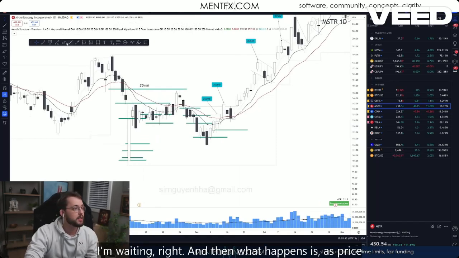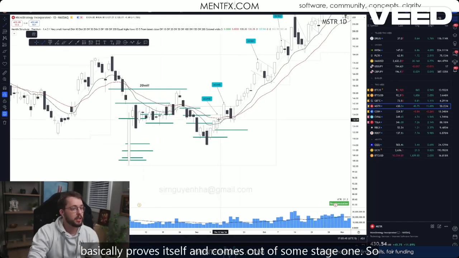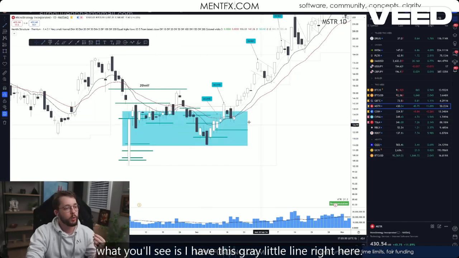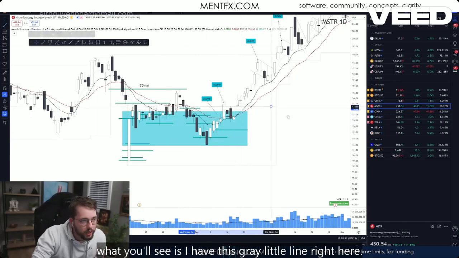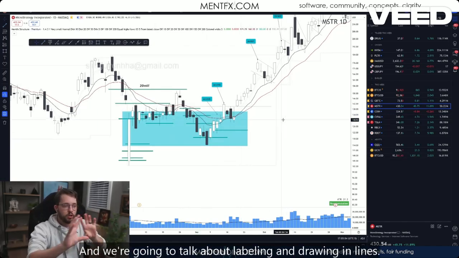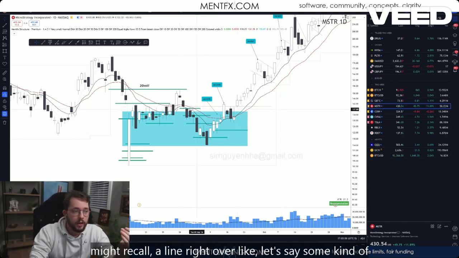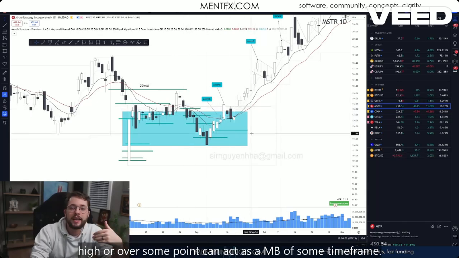And then what happens is as price basically proves itself and comes out of some stage one. So what you'll see is I have this gray little line right here, and we're going to talk about labeling and drawing in lines, but I have this gray little line right here. And as you might recall, a line over some kind of high or over some point can act as an MB of some time frame.